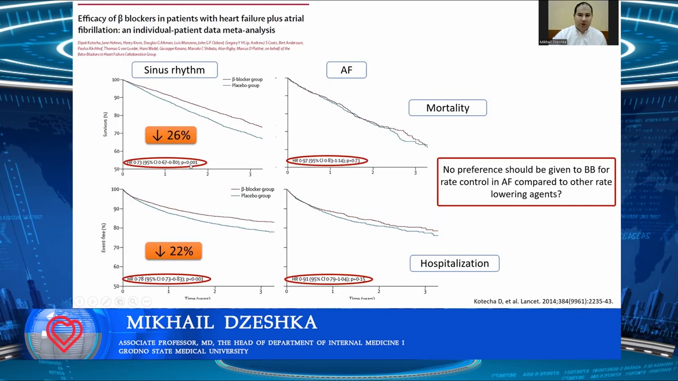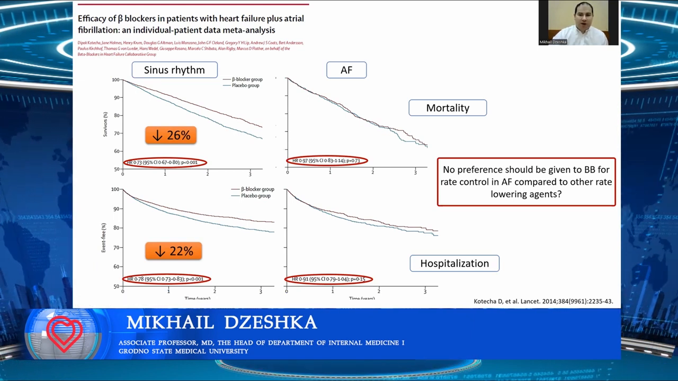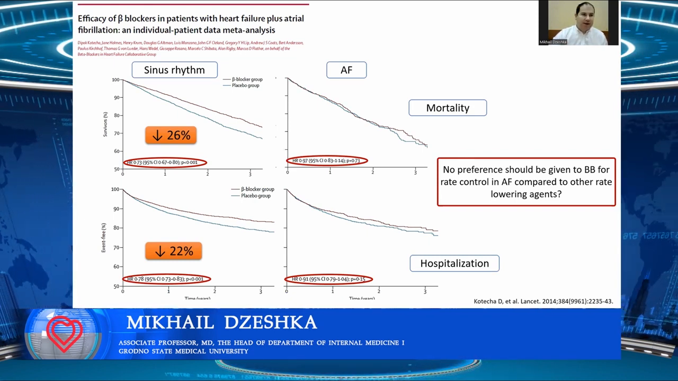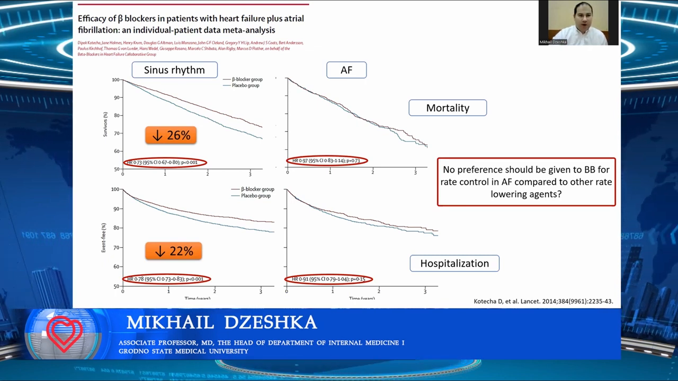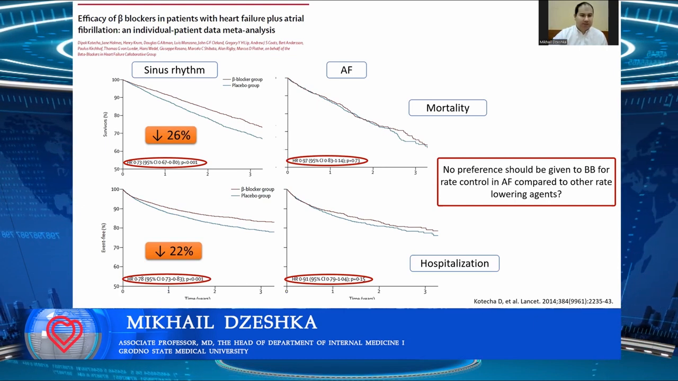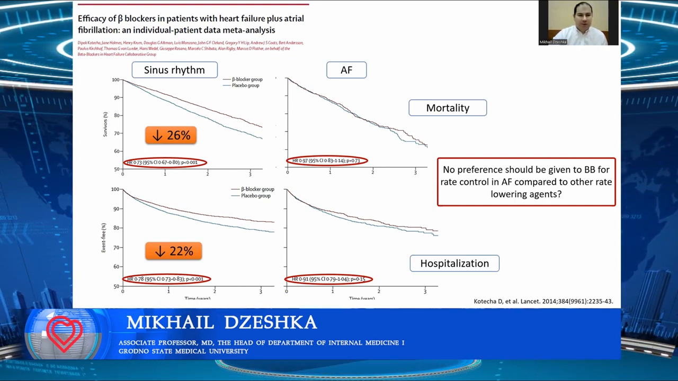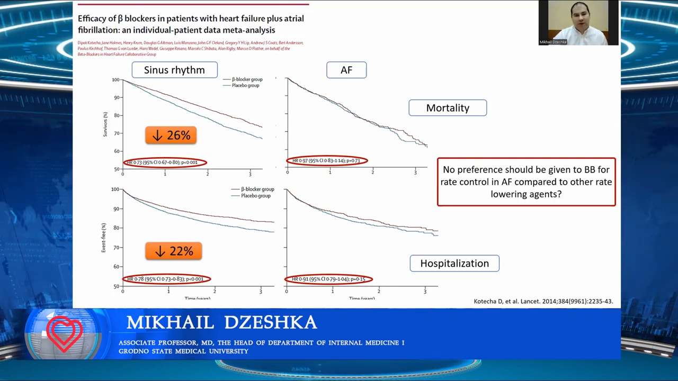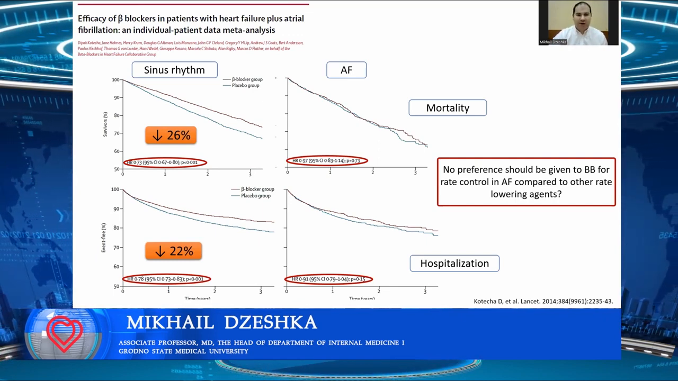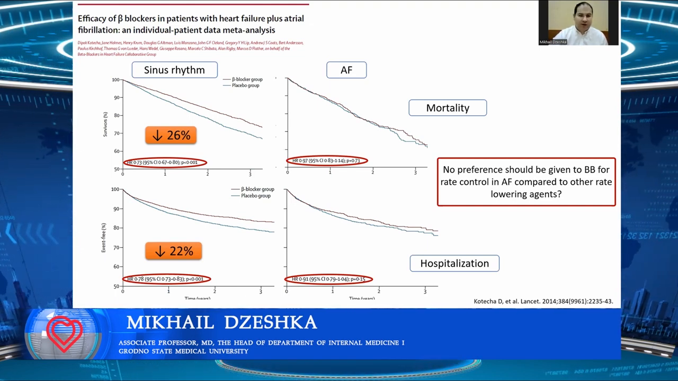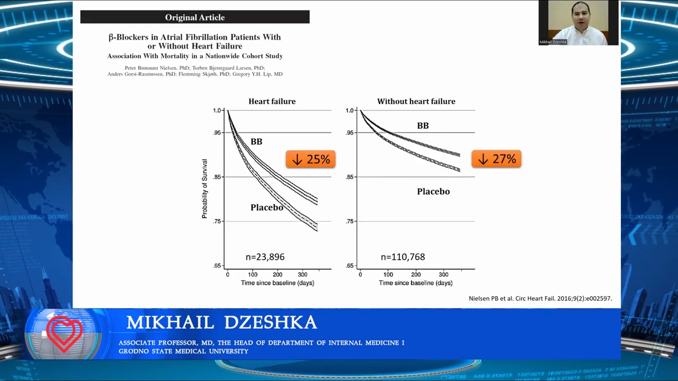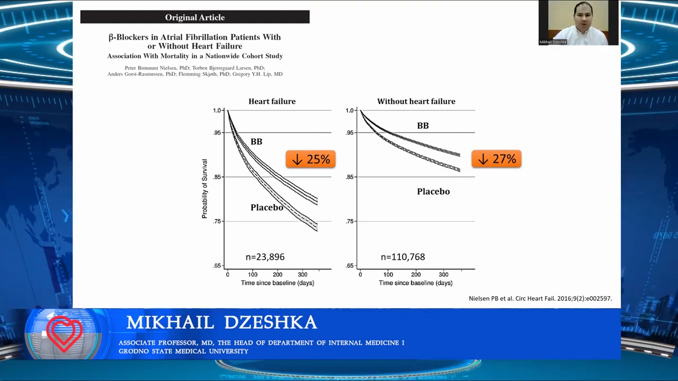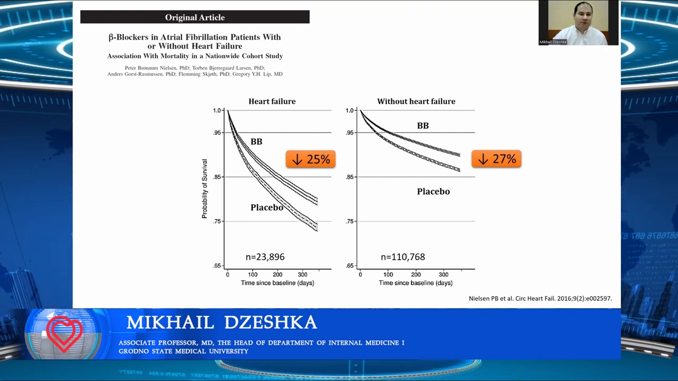Interestingly, the prognostic benefit of beta blockers seen in heart failure with a reduced ejection fraction in patients with sinus rhythm has been questioned in patients with atrial fibrillation. This was demonstrated in an individual patient data meta-analysis, where there was no difference in survival in patients with atrial fibrillation, irrespective of whether they received beta blockers or not. So the authors conclude that no preference should be given to beta blockers for rate control in atrial fibrillation compared to other rate-lowering agents. However, there are studies which confirm survival improvement with beta blocker use in heart failure and atrial fibrillation, as was observed, for example, in a large nationwide cohort study from Denmark.